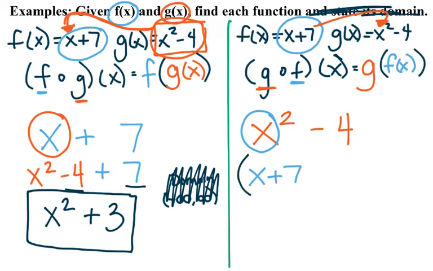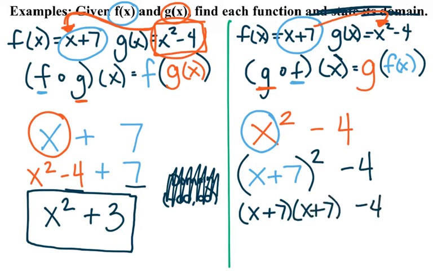Because it all goes together, I'm going to put it in parentheses. So (x plus 7) squared minus 4. So see what I did? I just replaced the letter x with an entire equation, and now I'm going to simplify. So hopefully you remember that anytime you have a parentheses squared, that means you write that parentheses twice.